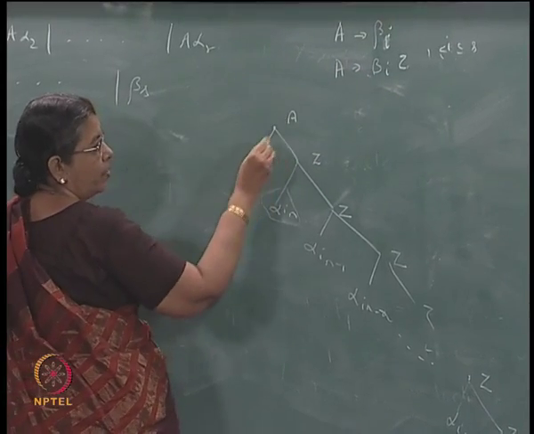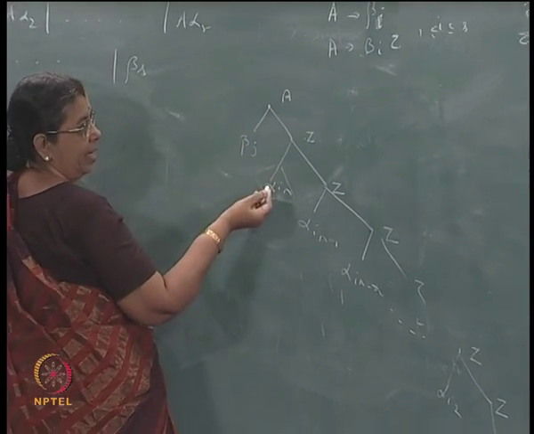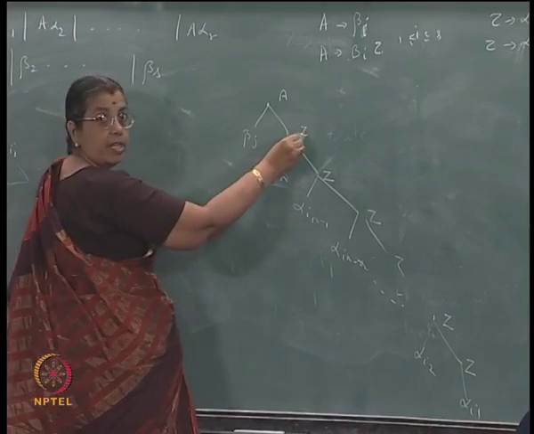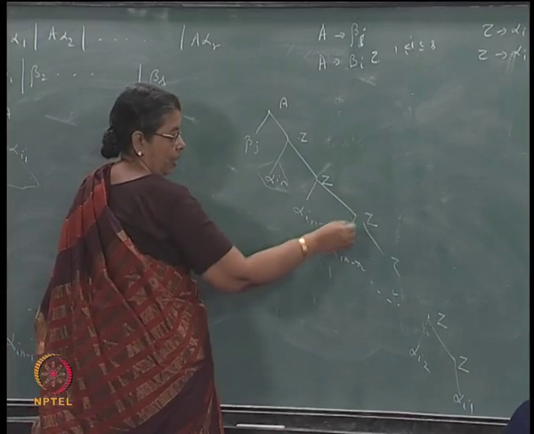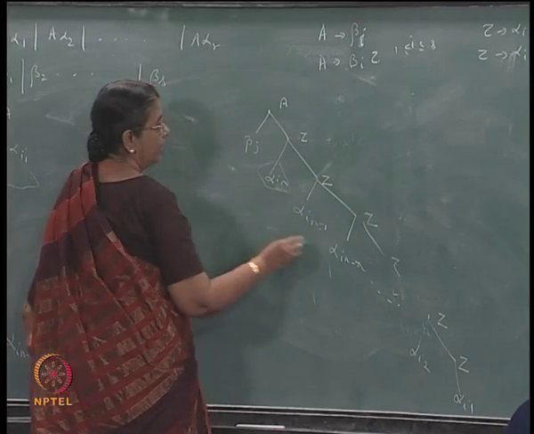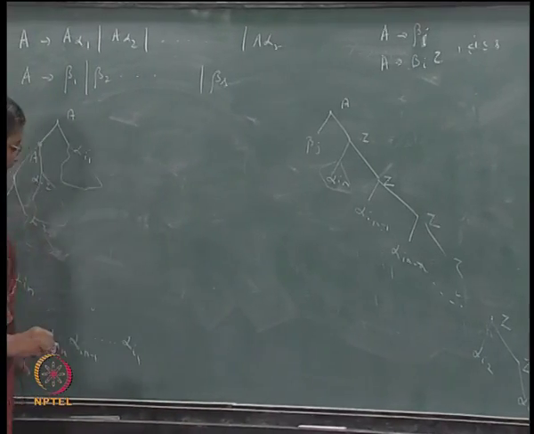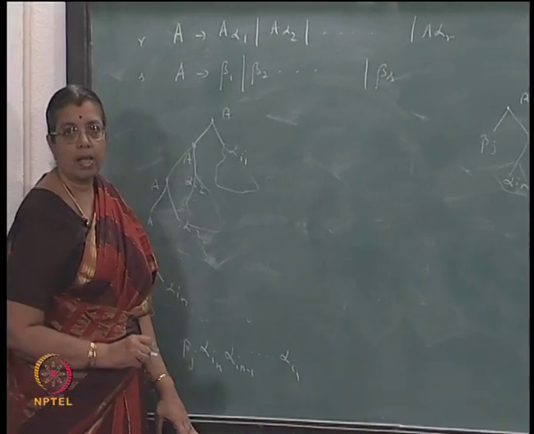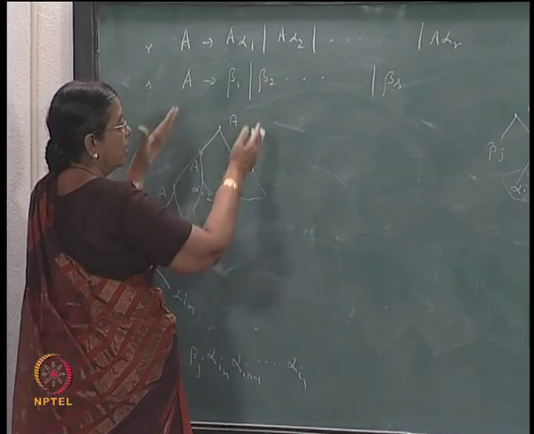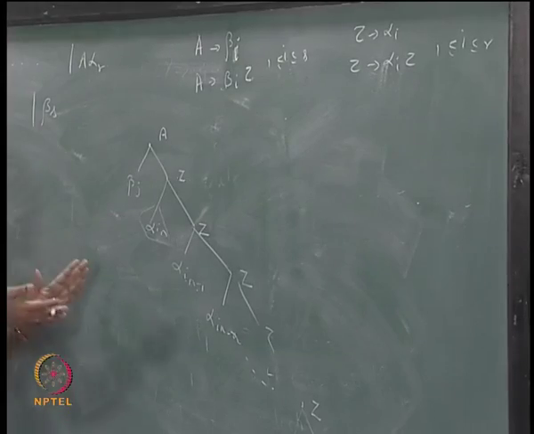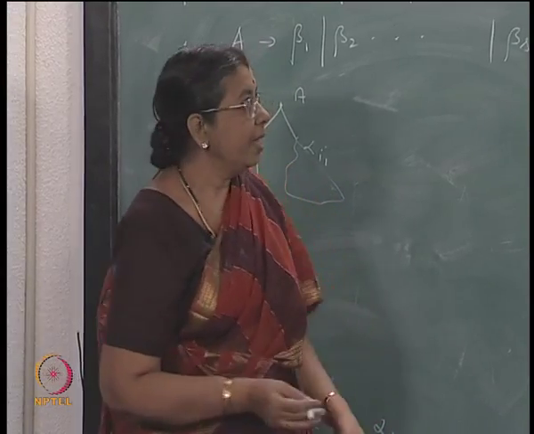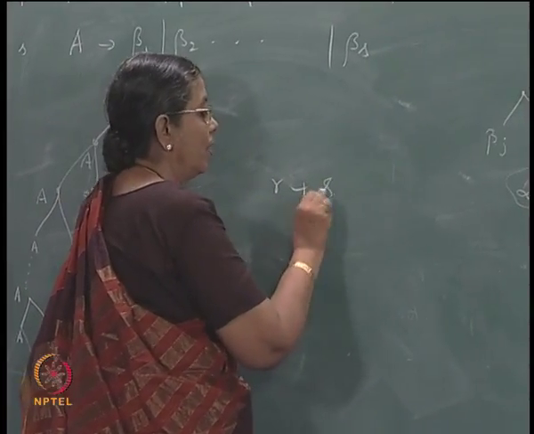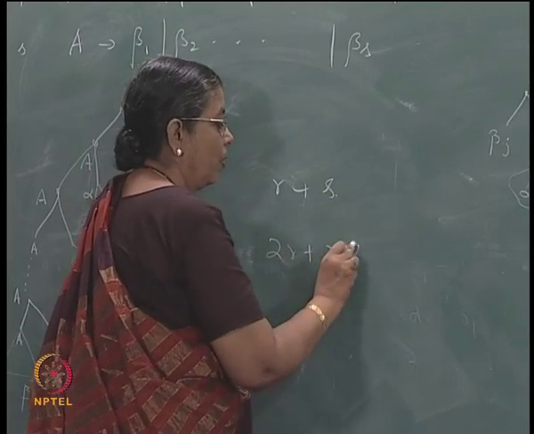First A goes to beta j Z, so beta j is generated. Then you can use the rule of the form Z goes to alpha I n Z, then Z goes to alpha I n minus 1 Z, and so on. So you will get the same string beta j alpha I n etcetera. So the effect of using such rules you can obtain from this also. So the language generated does not change, it remains the same, but instead of r plus s rules, now we have 2r plus 2s rules.